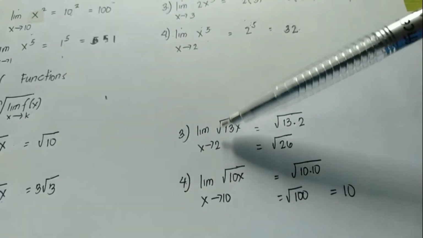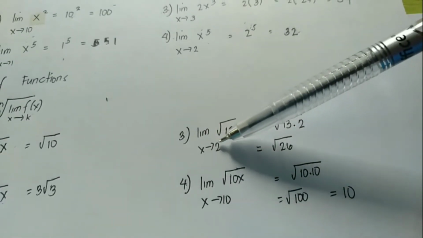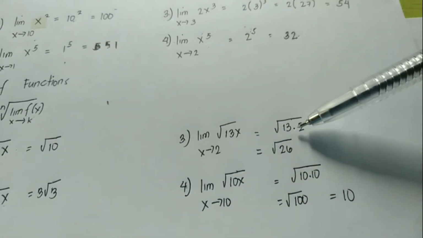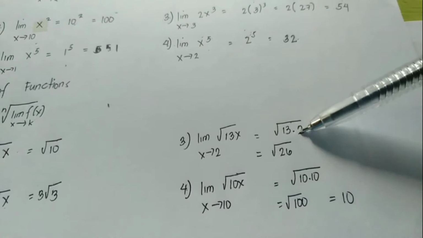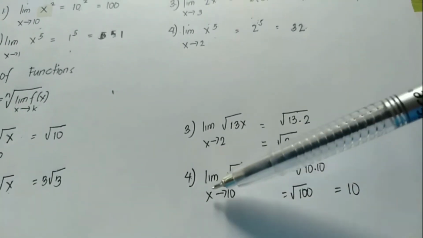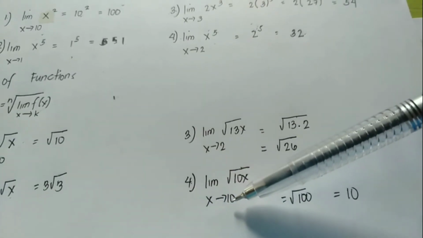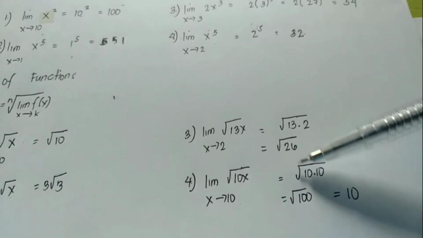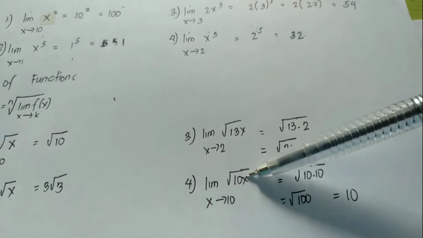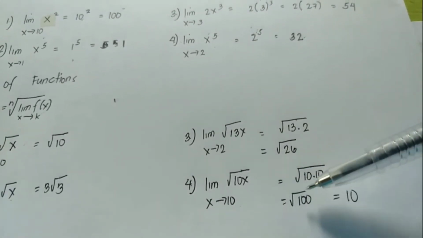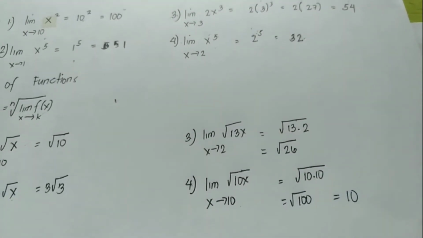Limit of square root of 13x with x approaches 2. So substitute the value of x. So 13 times 2, so square root of 26. Then square root of 10x, with x approaches 10. So square root of 10 times our x, which is 10. So 10 times 10 is 100 and square root of 100 is 10.